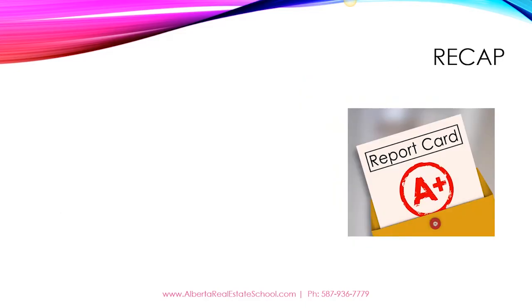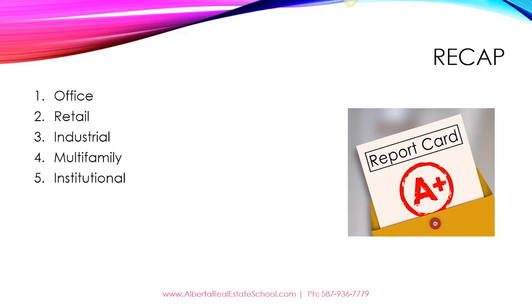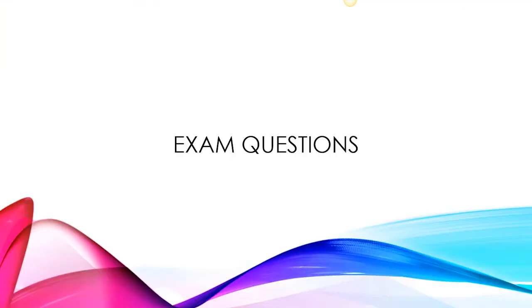Let's do a quick recap. In order to sell commercial real estate, you need a commercial real estate license. And the different types of buildings that would fall under this category include office, retail, industrial, multifamily, and institutional. Now let's take a look at some of the exam questions you may see related to this topic.